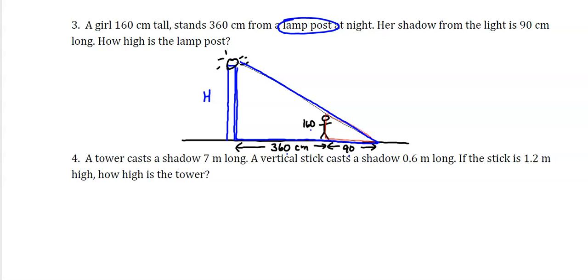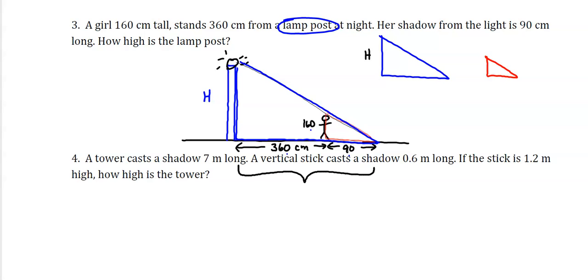So let's just kind of blow it up big and separate it. It's a little bit easier to see. So if I kind of separate things out, this is what we have. We have, I don't know the height, and this length down here is all of this together. So it's 360 plus 90. It's actually 450 when you add those two together.